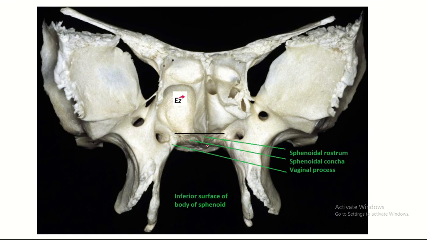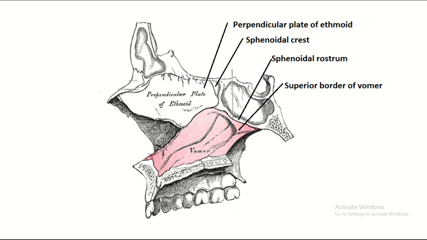The inferior surface of the body of the sphenoid has the sphenoidal rostrum, sphenoidal concha, and vaginal process. The sphenoidal rostrum articulates with the superior border of the vomer, and the sphenoidal crest articulates with the perpendicular plate of the ethmoid. These are continuous structures. The sphenoidal crest is continuous as the sphenoidal rostrum. It is present on the anterior surface of the body, and it is present on the inferior surface of the body of the sphenoid.